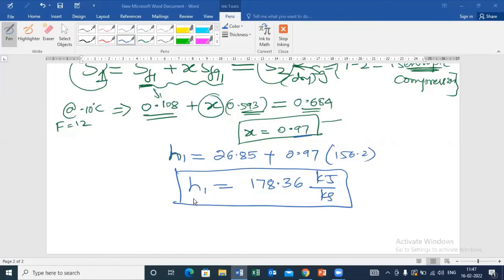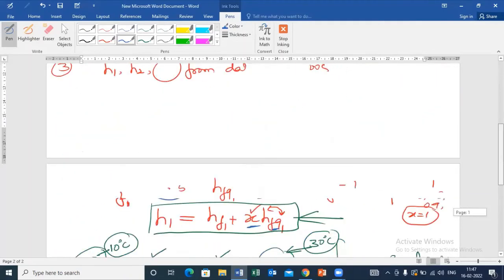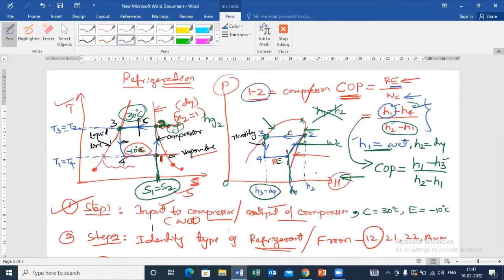Now H1 you have calculated. H1 is the enthalpy at the first point. What is the first point? Enthalpy at the first point is the input to the compressor, the enthalpy at the inlet of the compressor. Okay. Now go to the COP formula. What is the COP formula? H1 minus H3 divided by H2 minus H1. H1 you have calculated. Now our aim is to find H2. We will come in sequential order, H1, H2, H3. So point number 2, H2 we need to find out.